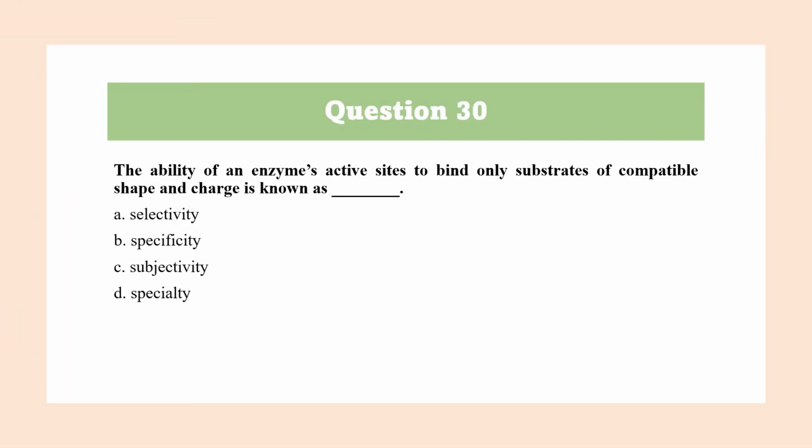Number 30. The ability of an enzyme's active site to bind only substrate of compatible shape and charge is known as A. Selectivity, B. Specificity, C. Subjectivity, or D. Speciality. The answer is C. Subjectivity.